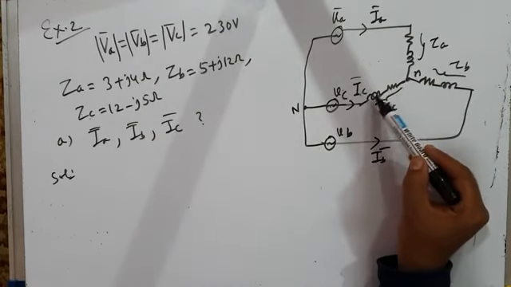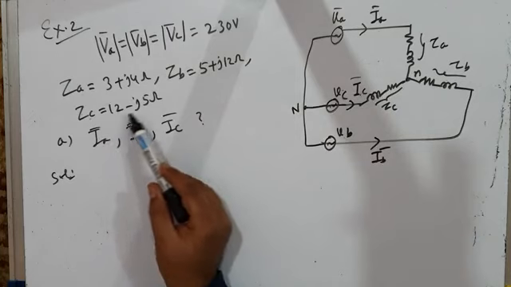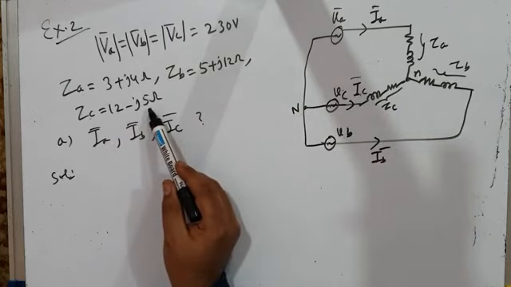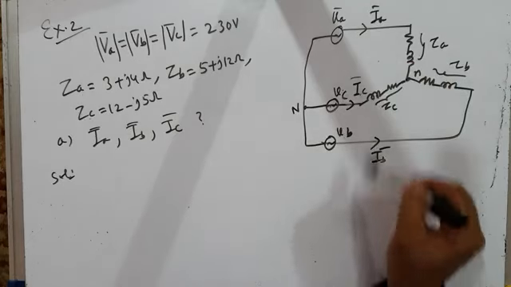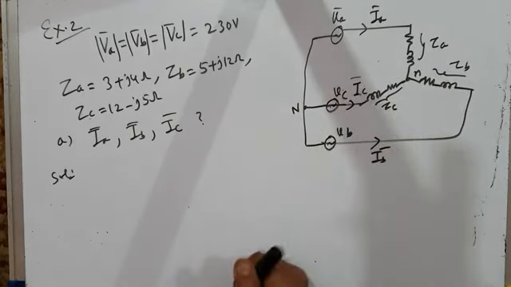And the impedance of phase C of the load is also different. It is 12 minus j5 ohms. So the impedances are totally different. Therefore the line currents will also be different. IA, IB, IC drawn by the three phase loads will be totally different.